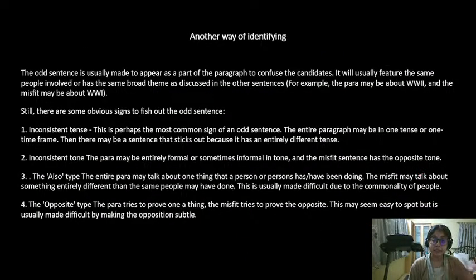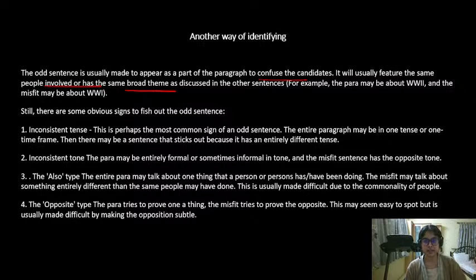Okay, another way of identifying the odd sentence is that it is usually made to appear as a part of the paragraph to confuse the candidates. Obviously, as I mentioned, it's going to be very thematically similar. CAT का सवाल है, इतना easy नहीं होगा. वो जो sentence है ना, वो भी blend कर जाएगा paragraph में. So, it will usually feature the same people involved or has the same broad theme as discussed. Okay, so technically ये सब same ही रहेगा उसका.